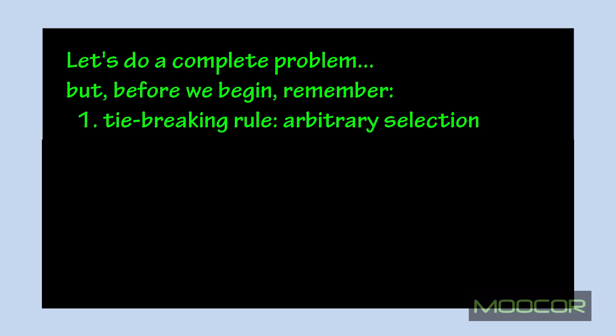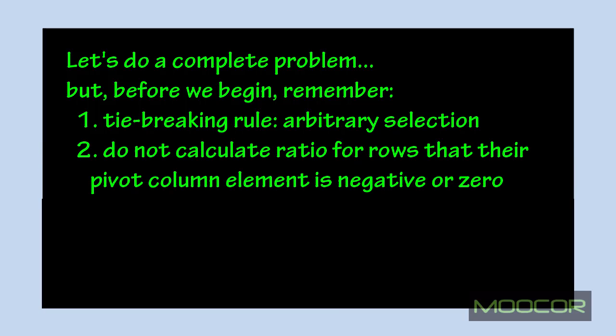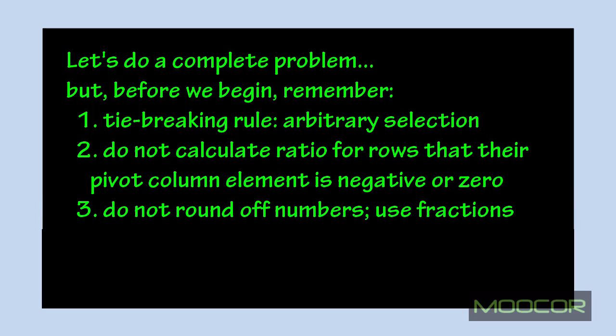Now let's do a complete problem, but before we begin, remember a few things. One, if there is a tie breaking, you can do an arbitrary selection. If there are two numbers that are the same, you can select any one of them. Do not calculate the ratio for the rows whose pivot column element is negative or 0, because they don't have any impact on that equation. Do not round off numbers. Use only fractions. That would stop a lot of errors that you might incur during calculations.